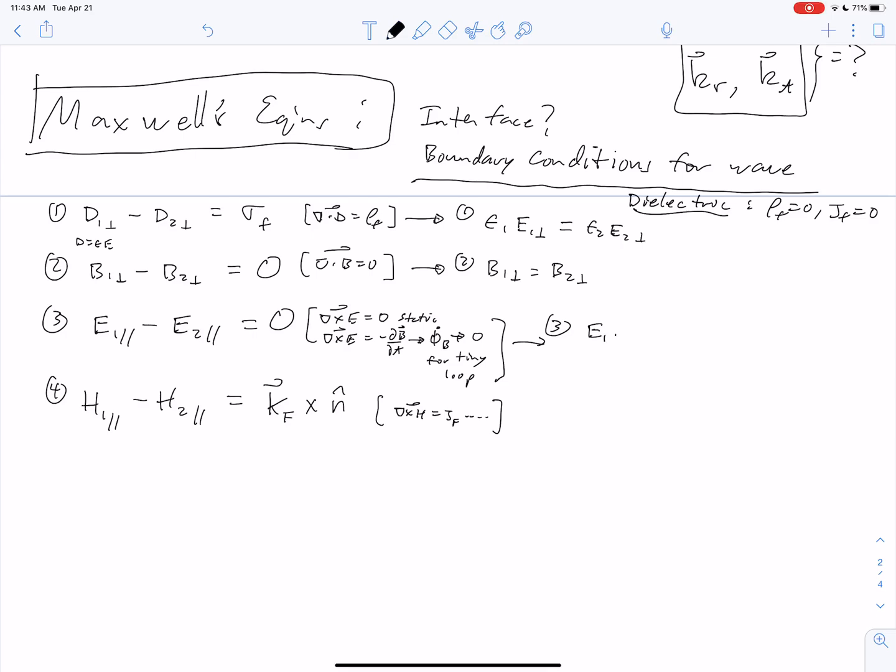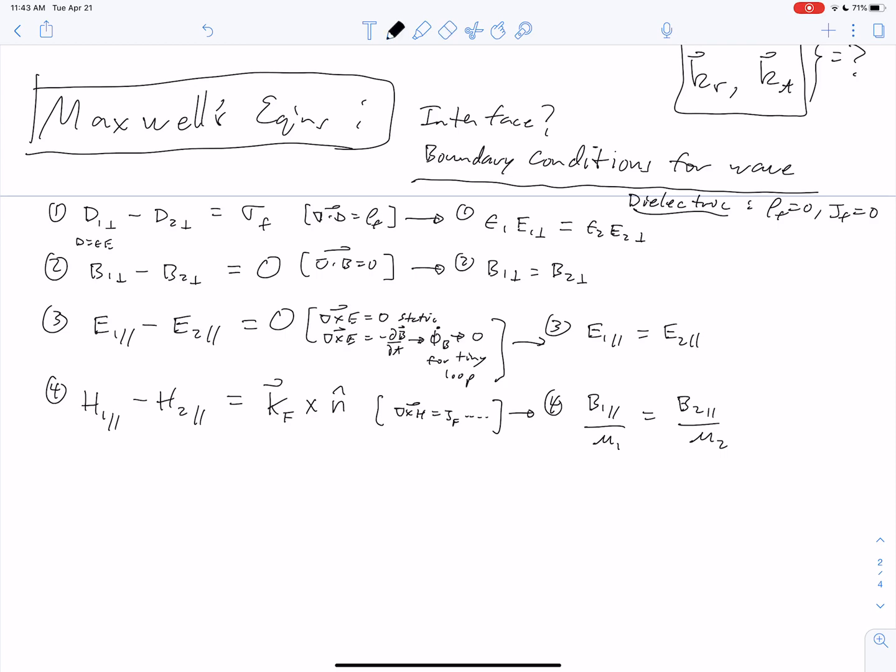E1 parallel is equal to E2 parallel. And then the fourth one also is fairly simple, because the free current term turns to 0, and for a linear material we have B1 parallel over mu1 is equal to B2 parallel over mu2. Okay, so these are the boundary conditions for the perpendicular. I kind of screwed that up. Let me get rid of this.